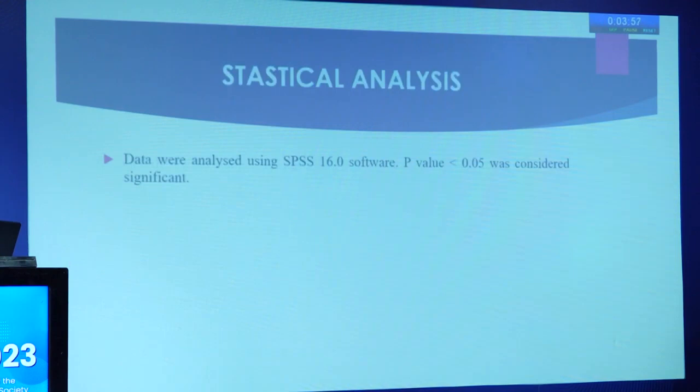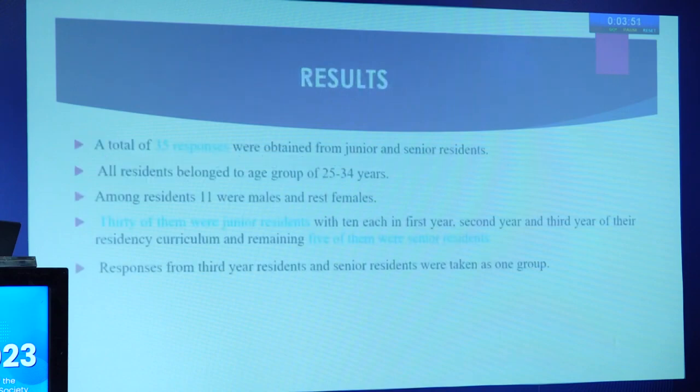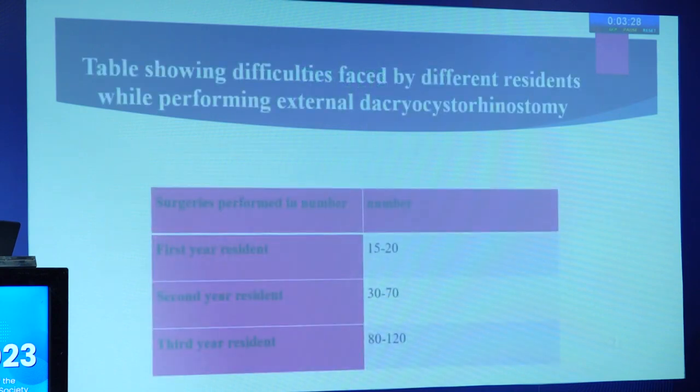Whatever data we got, we analyzed it with SPSS 16 software, and coming to the results directly, we got a total of 35 responses from junior and senior residents both. The age group is the same, with 10 residents from first year, 10 from second year, 10 from third year, and 5 were SRs. We included the SRs in the third year group because they had completed the third year course, so we have 3 groups.